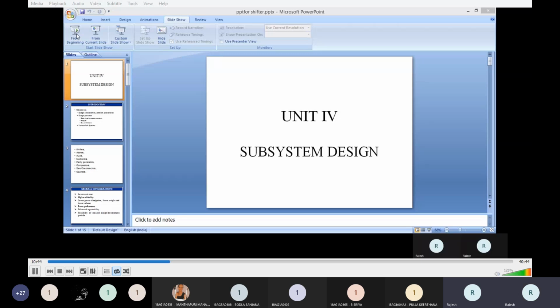So what can be the subsystems? A subsystem can be a shifter, a subsystem can be an adder, a subsystem can be an ALU. So an ALU can have data path and control path units. A subsystem can be a comparator. A subsystem can be a parity generator, 0-1 detector, multipliers, counters. So all these subsystems are used in different designs of your IC.